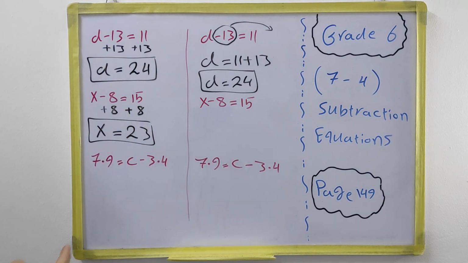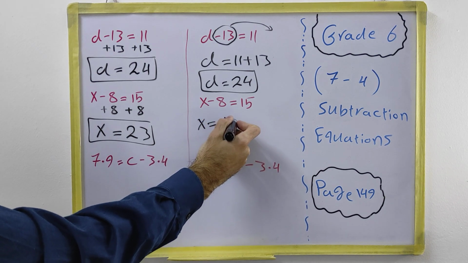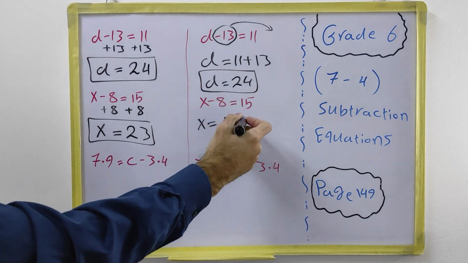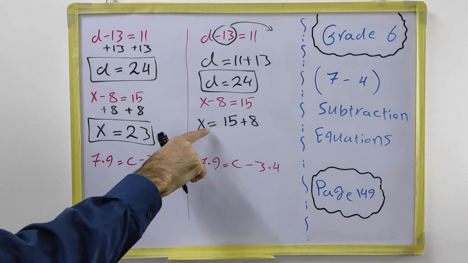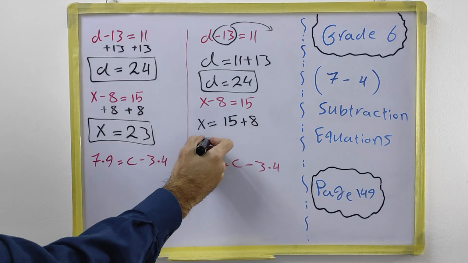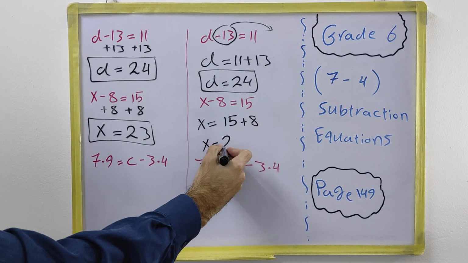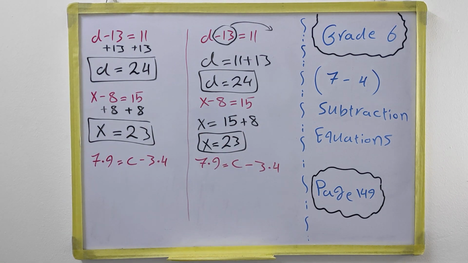For checking, again, we can move minus 8 to the other side. X equals 15. We move minus 8 to the other side, it would be plus 8. Sorry. In the result, x equals 23 again. Always we will get the same results in both of the ways. Which one you see is easier, you can use it.